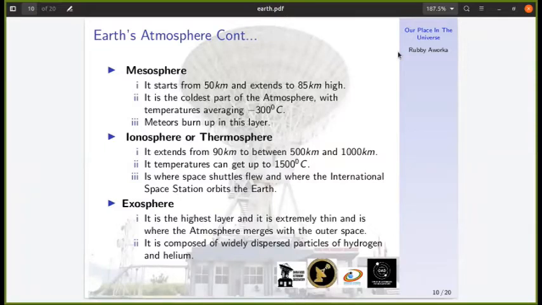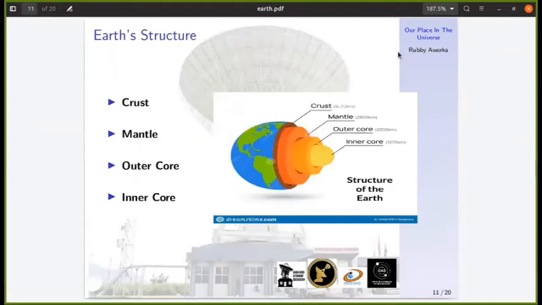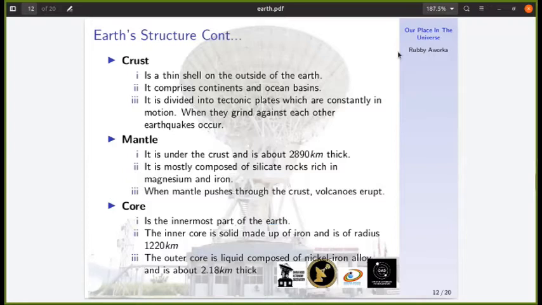So knowing about the Earth atmosphere, what is the structure of the Earth? The Earth is made up of the crust, the mantle, the outer core, and the inner core. That's the structure. So the crust is the thin shell on the outside of the Earth. That's where you and I are found walking on.